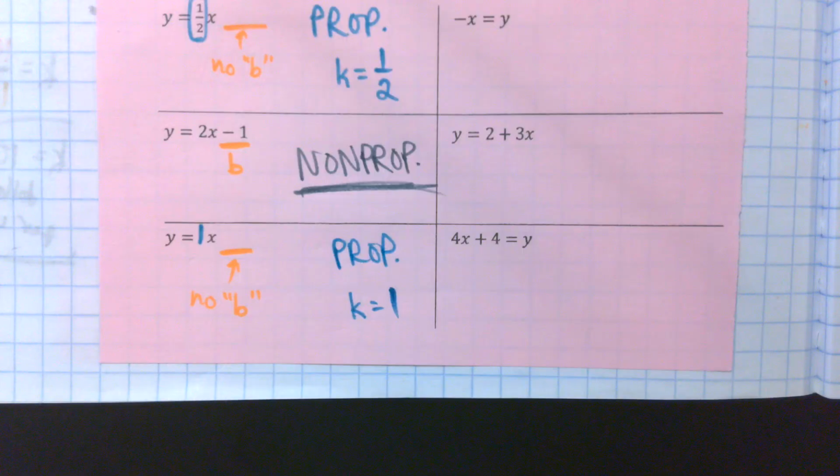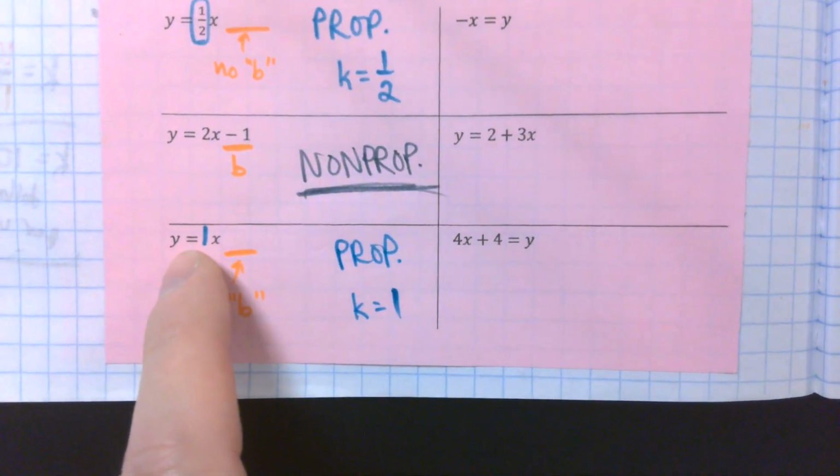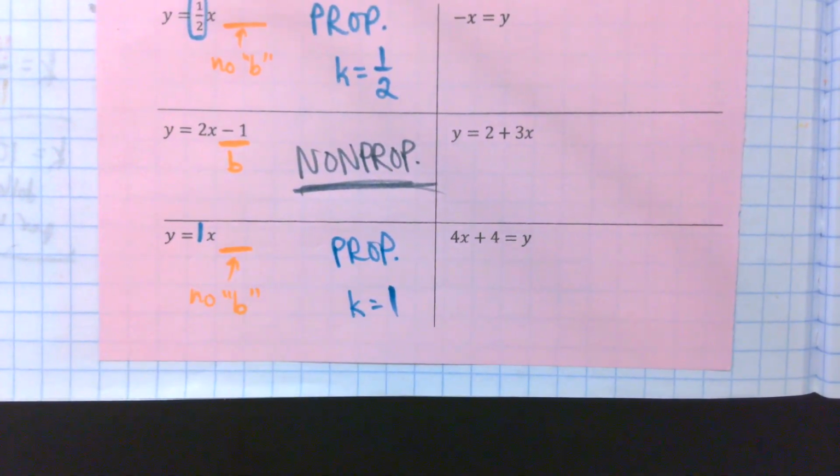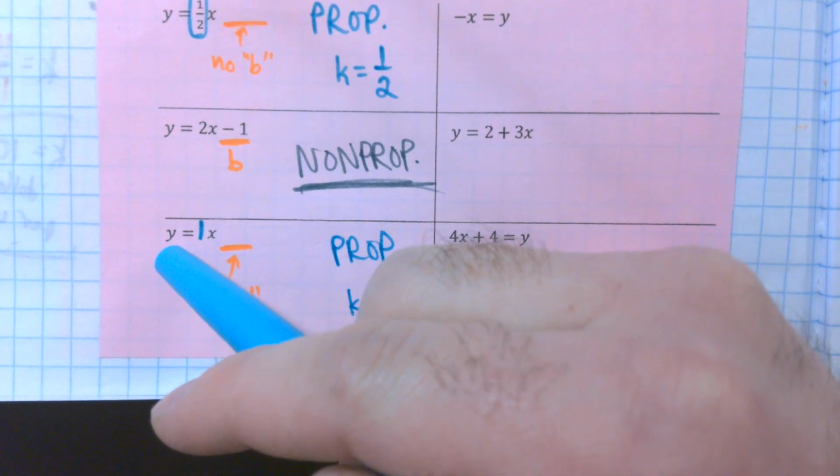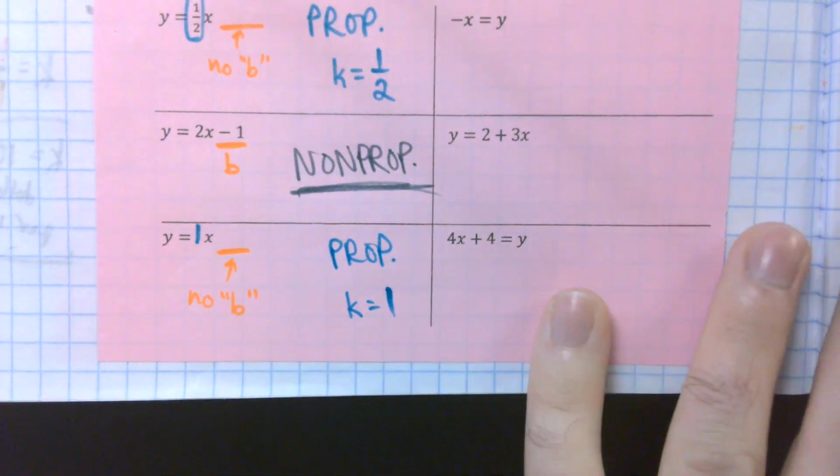So you may be like, oh, if I see one number, it's proportional. If I see two numbers, it's non-proportional. Well, this one didn't have any numbers. So as long as we remember that my x always has an invisible 1 in front, then we can use that kind of logic to understand it.